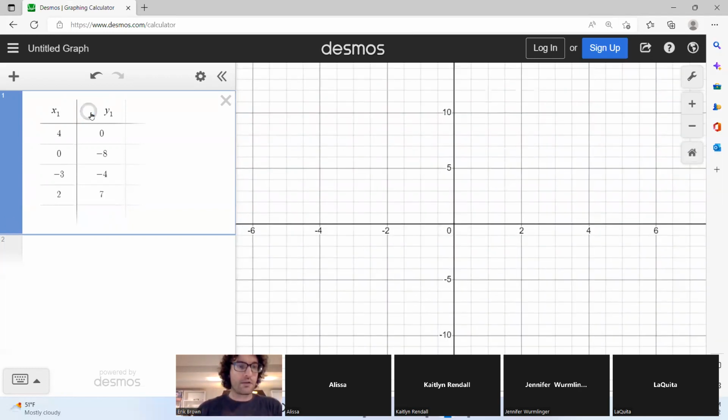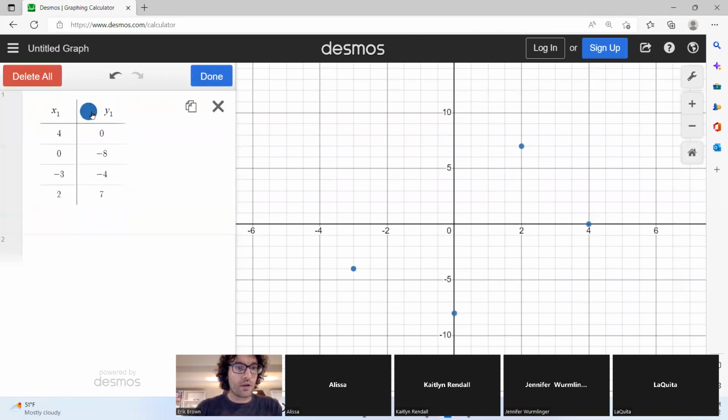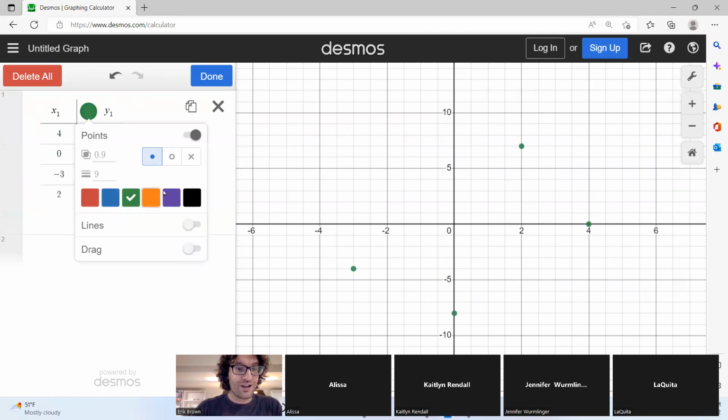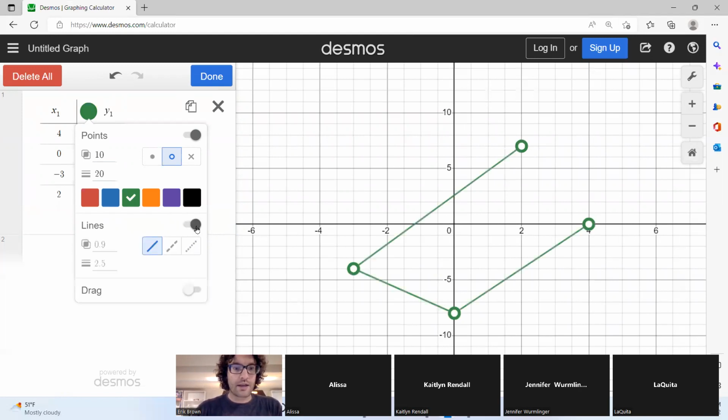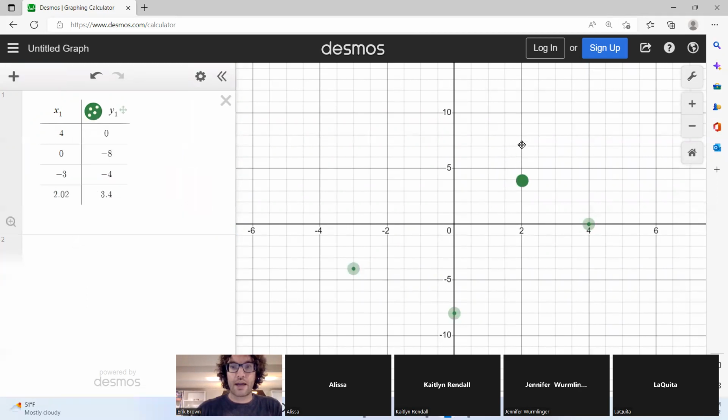And if I really care about things, I can click this wheel and I can change the color, and I can change this stuff, and I can make them larger. I think, what did that do? And I can make them, yeah, there we go. I can make them super large. I can connect them, which doesn't make any sense. I can make it so I can drag these points.